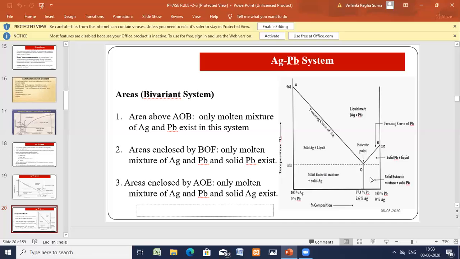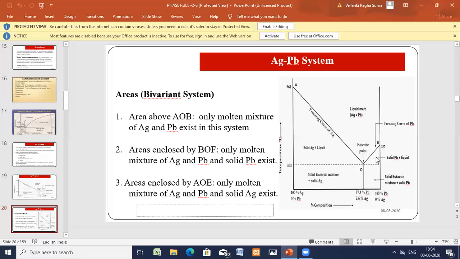So in this area, F is equal to C minus P plus 1. C, how many components? Here, solid eutectic mixture plus lead. Eutectic mixture is having silver plus lead. So silver and lead is there. So C is equal to 2. F is equal to 2 minus P. P, how many phases? One is the solid, eutectic mixture is molten state. You can take 2 phases. So F is equal to 2 minus 2 plus 1. F is equal to 1, univariate system.